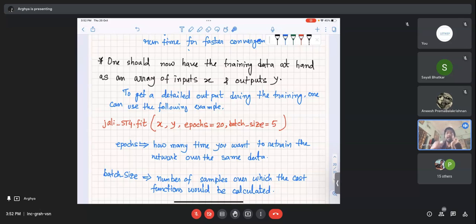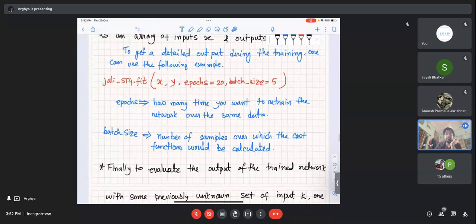And epochs means how many times you want to do the training over the full set of data. Say you have 1,000 points. The computer will divide the 1,000 into sets of 5, so 200 sets of samples. For each set it would do the forward pass, then the back propagation to adapt the weights and biases, and then it would do this whole thing 20 times. That's the epoch. Okay, is it fine?